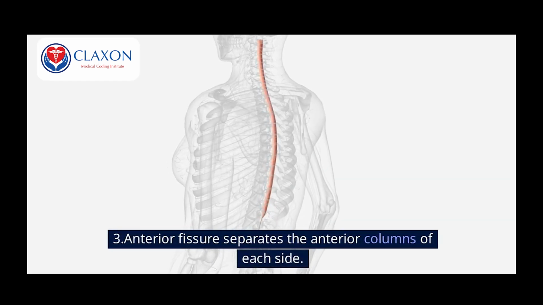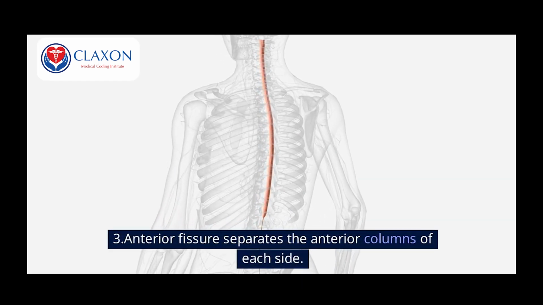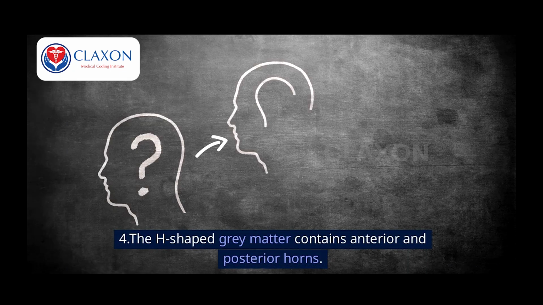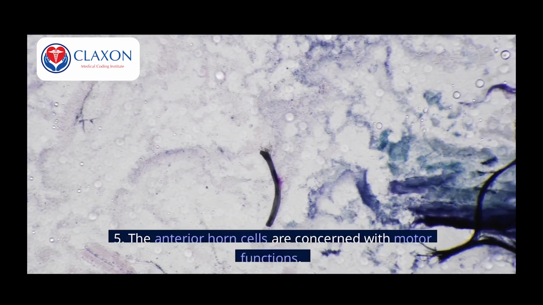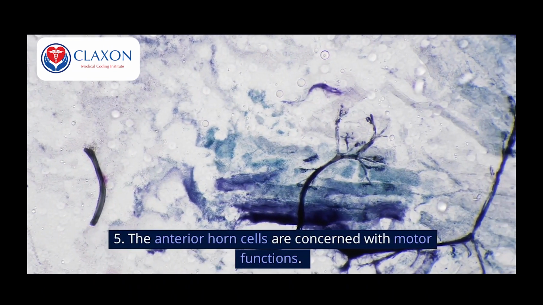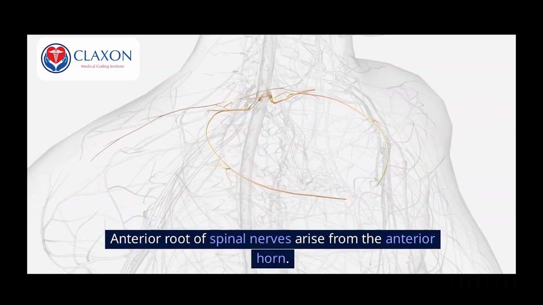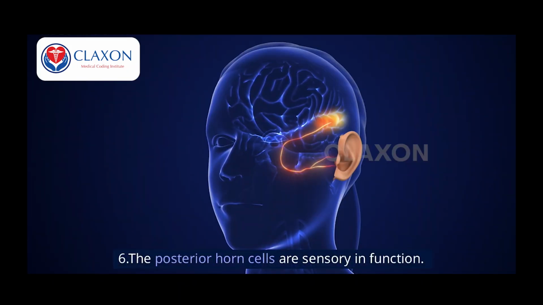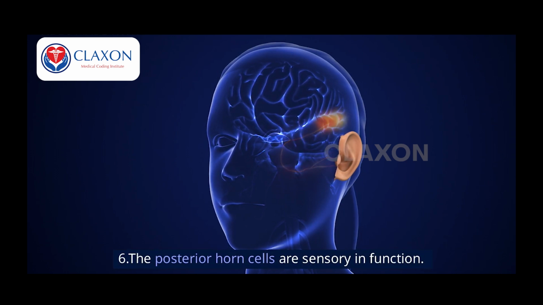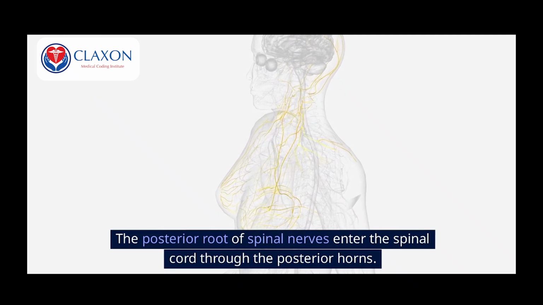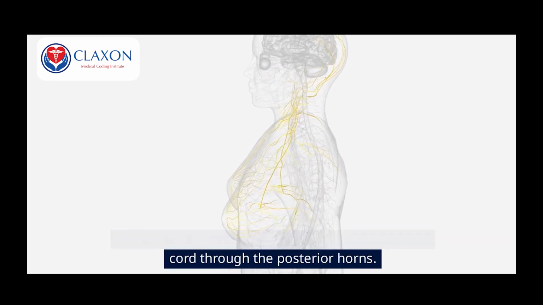3. Anterior fissure separates the anterior columns of each side. 4. The H-shaped gray matter contains anterior and posterior horns. 5. The anterior horn cells are concerned with motor functions. Anterior root of spinal nerves arise from the anterior horn. 6. The posterior horn cells are sensory in function. The posterior root of spinal nerves enter the spinal cord through the posterior horns.